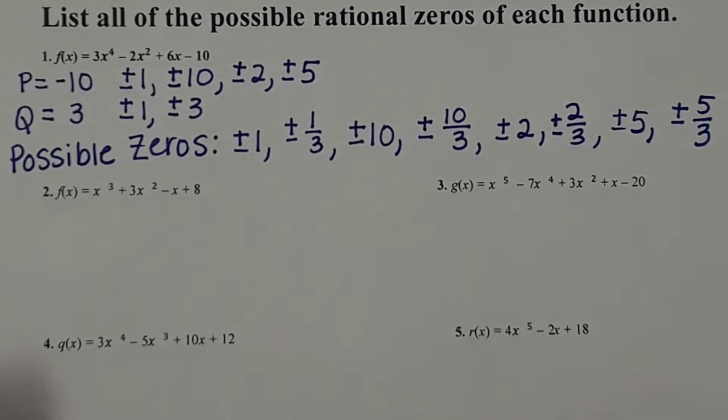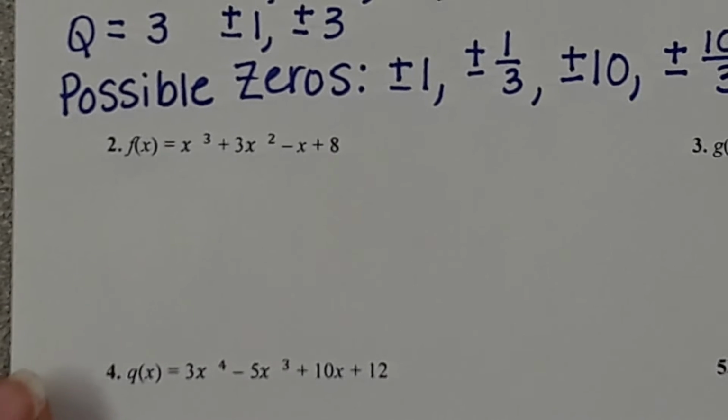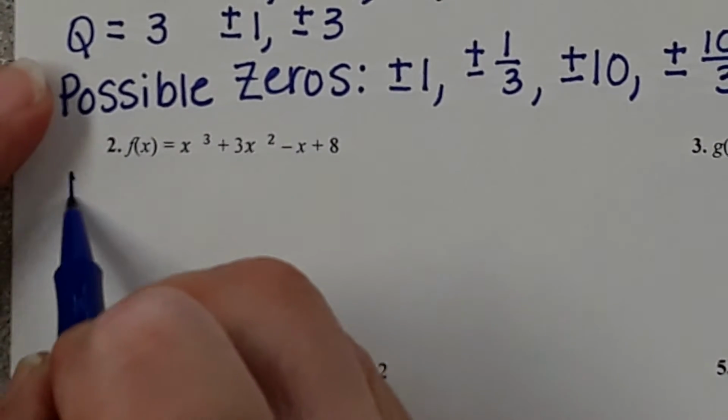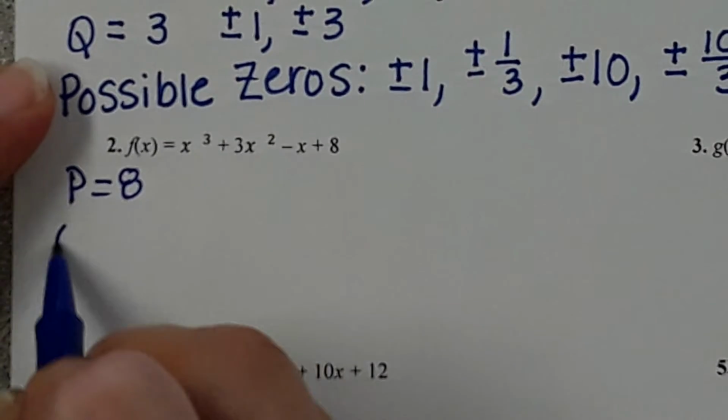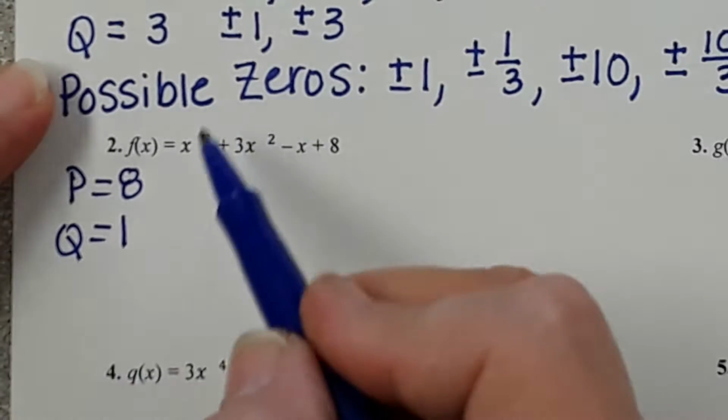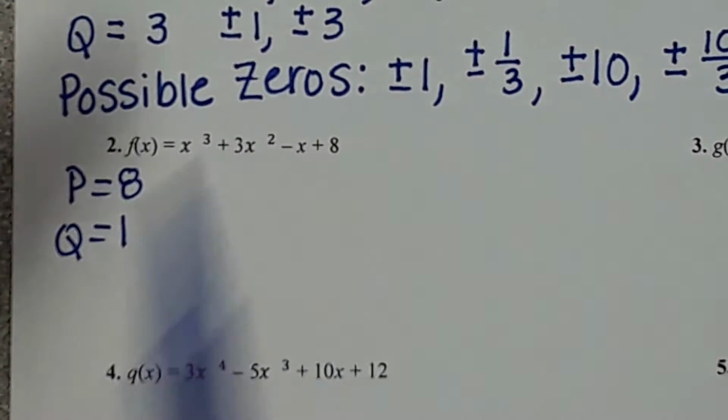Let's see if we can go to number 2. Okay, let's do number 2. So P is 8 because that's our constant term, and Q is 1 because the number in front of x to the third is 1.